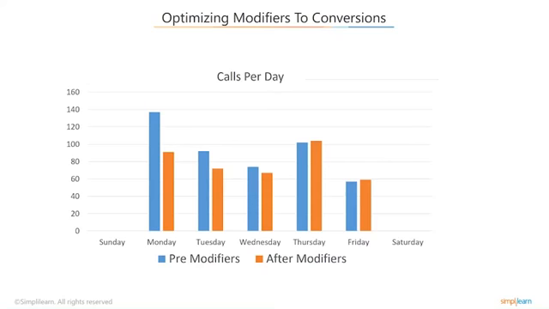And so after adding bid modifiers, their calls dropped significantly on Mondays, dropped a little bit on Tuesdays and Thursdays, and Friday was a little bit better, but did not make up their huge drop. And so they looked and they said, well, this makes no sense. We added this huge bid modifier on Monday, and we got fewer calls. Well, they also had removed themselves from weekend searches.